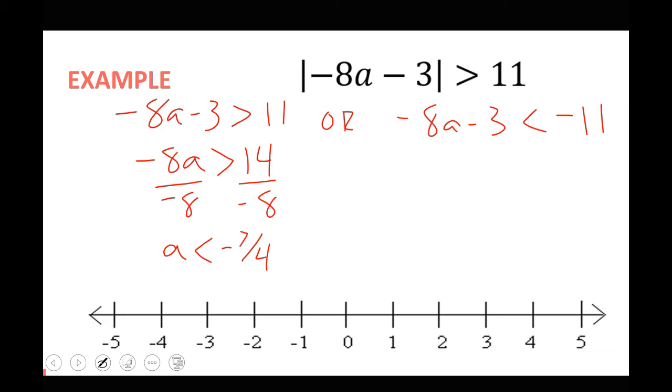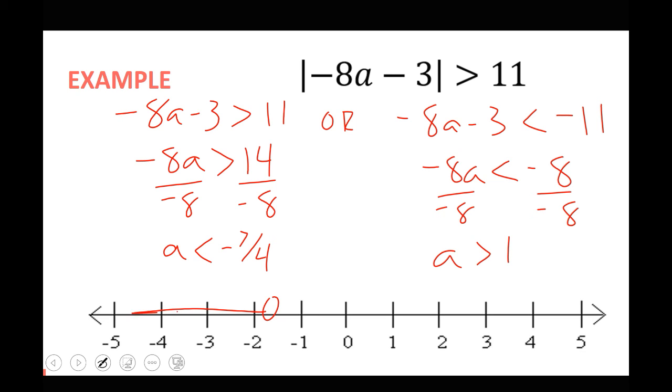Okay. Or, in this case, I'm going to add 3 to both sides. That gives me negative 8a is less than negative 8. And when I divide by negative 8, again, it's going to flip that inequality sign. So I have a is greater than positive 1. Okay, so negative 7/4, somewhere in here, and a is everything less than that. And then a has got to be greater than 1.